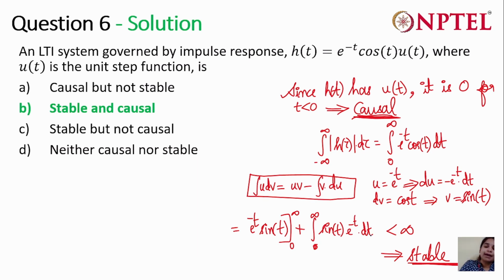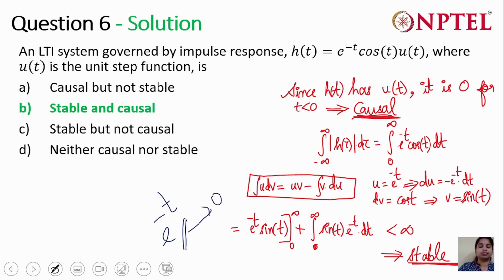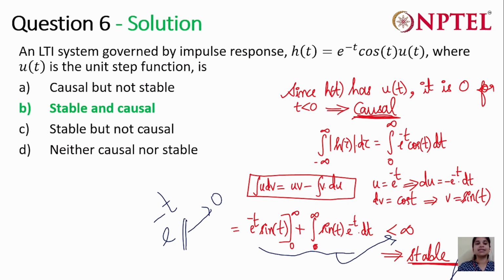Now we have e power minus t. When t tends to infinity, this exponent is going to die out and tend to 0. So this is going to evaluate to a value which is lesser than infinity. So the system is a stable system. So the system is a causal and stable system.